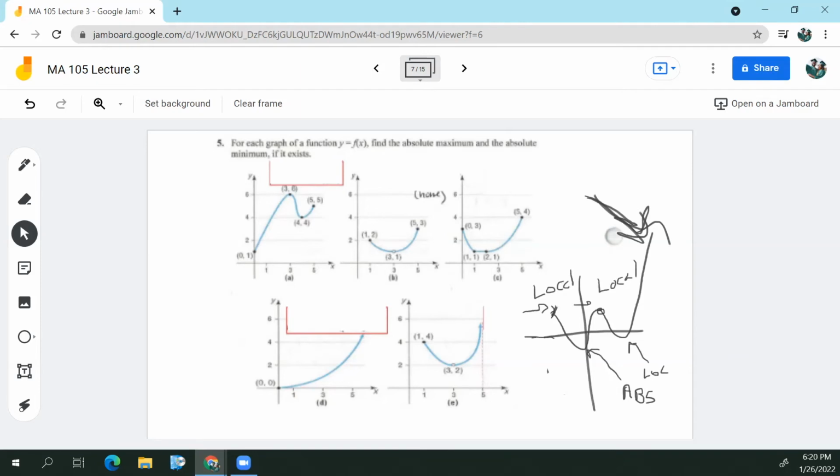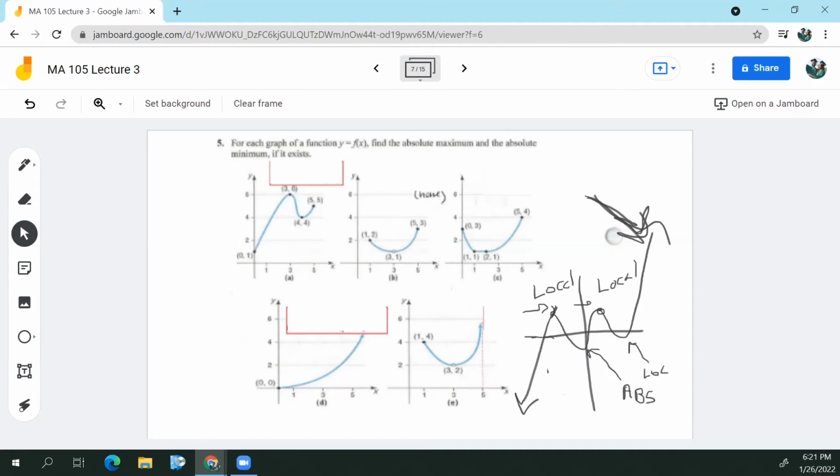Yes, that is a good point. Sometimes you don't have an absolute max or min. If I add this part back here, there are no absolute maxes, there are no absolute mins. Why? Because the function can go all the way to infinity, and the function goes all the way to negative infinity. Infinity, negative infinity, these aren't values. So we can't say there's a max at infinity. It doesn't work. So what we say is there is no absolute max or absolute min.